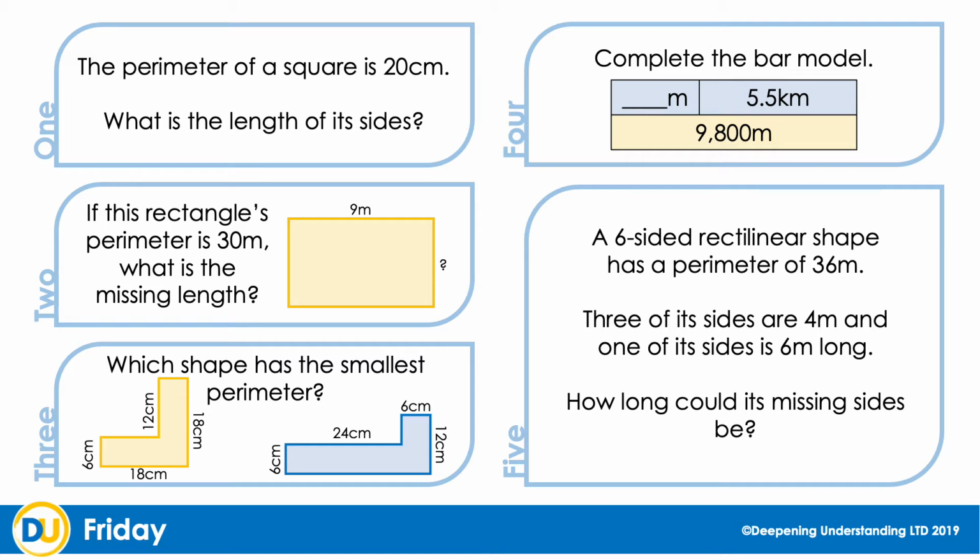Number 5. A six-sided rectilinear shape has a perimeter of 36 metres. 3 of its sides are 4 metres and 1 of its sides is 6 metres long. How long could its missing sides be? Okay then, pause the video now and we'll then go through the answers.